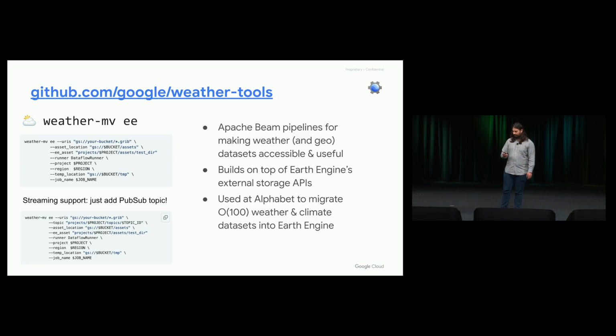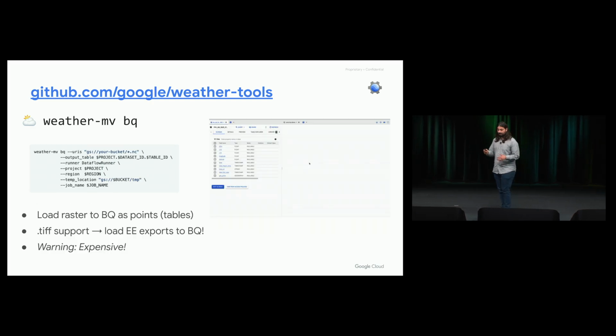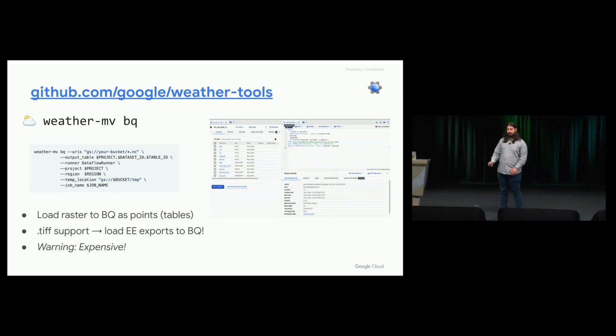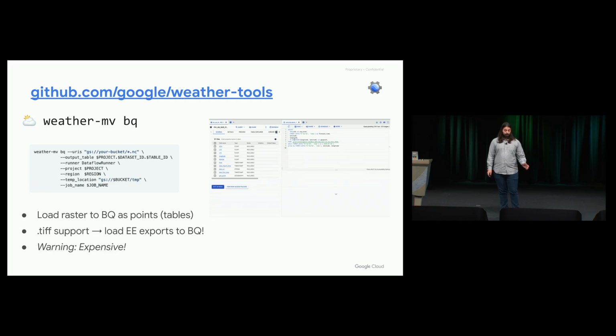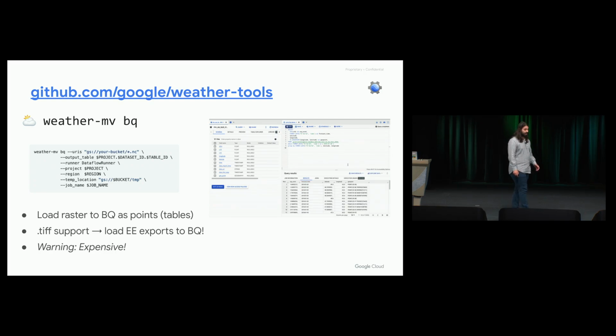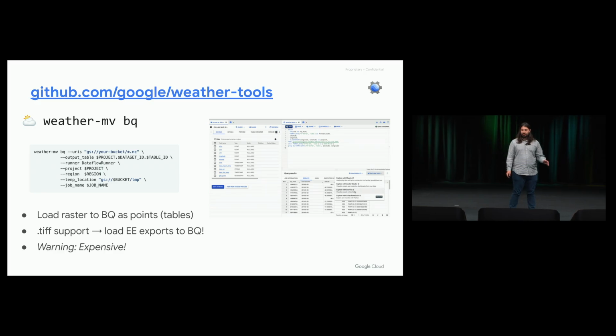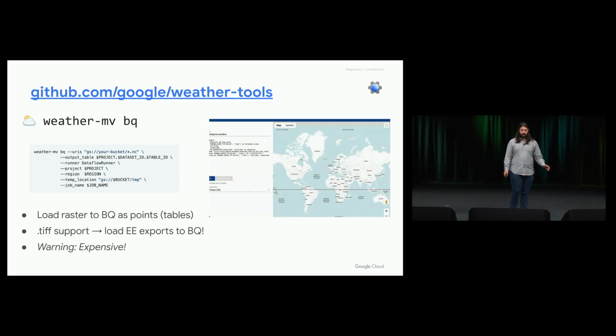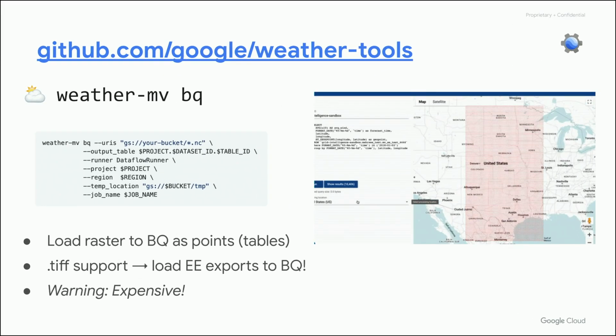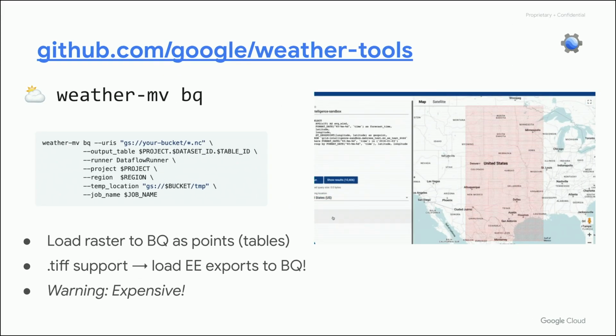Another use case that I'll mention, there's been a lot of excitement around BigQuery at this conference. And one thing that weather-mv can do as well is load raster datasets as point data into BigQuery. What's exciting about this is, kind of an experimental model, but other parts of Cloud outside of Earth Engine have proven themselves to be a really great geospatial database.